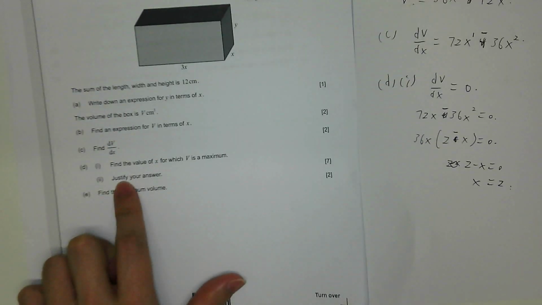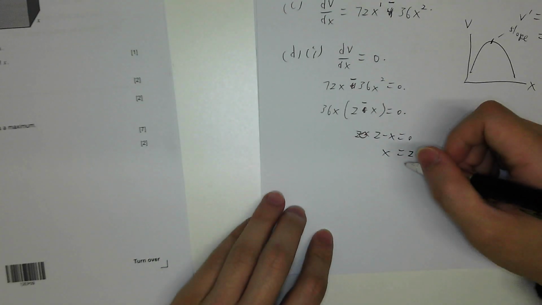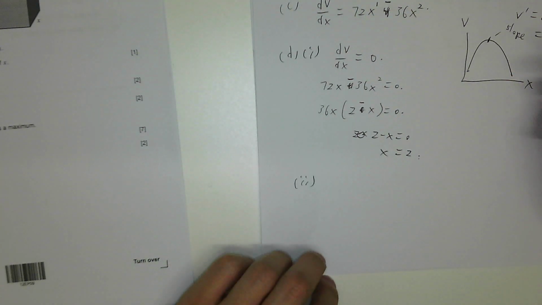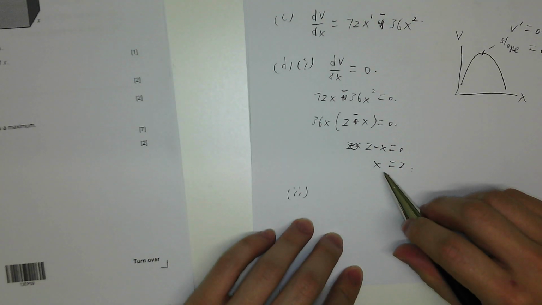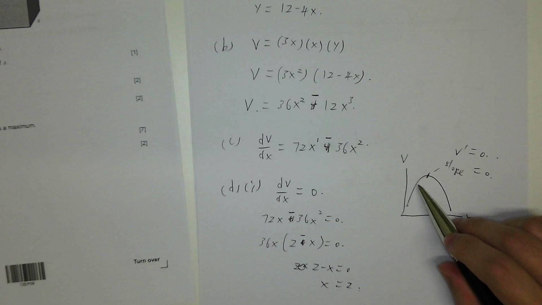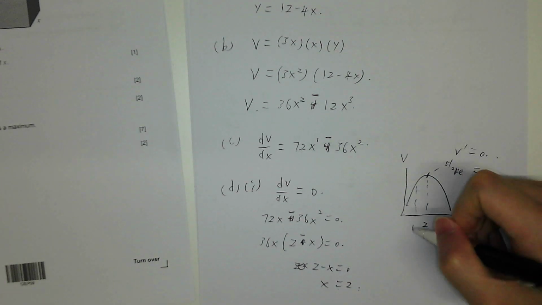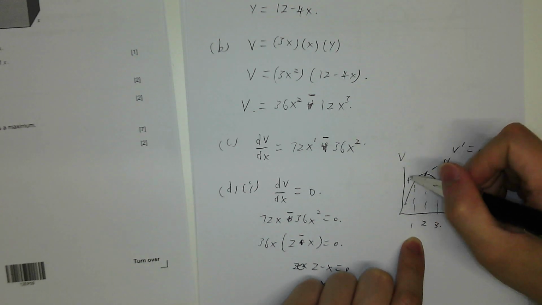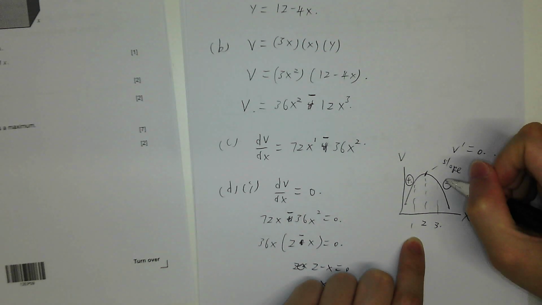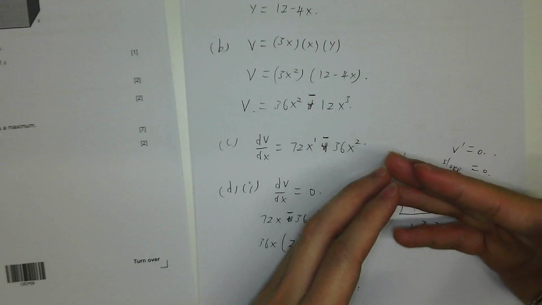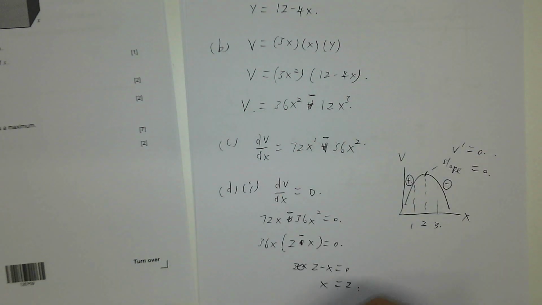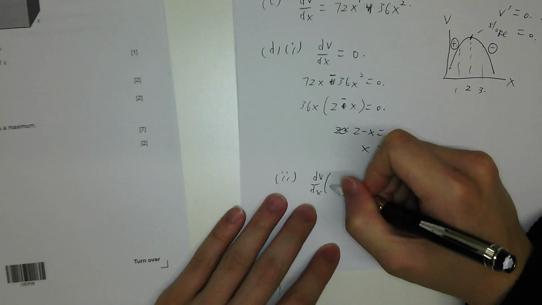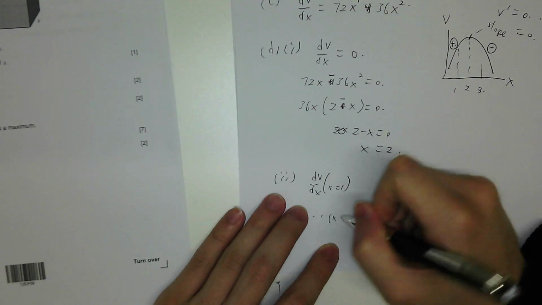And then justify your answer. You have to show that when x equals 2, that's a maximum point. Now we can put any values less than 2 and more than 2 to check. So let's say here's 2. We can sub in 1 and 3 to check that the slope is increasing, so positive, and then decreasing. So it can show us that it's a maximum point. Let's find dV/dx where x equals 1 and the same for x equals 3.